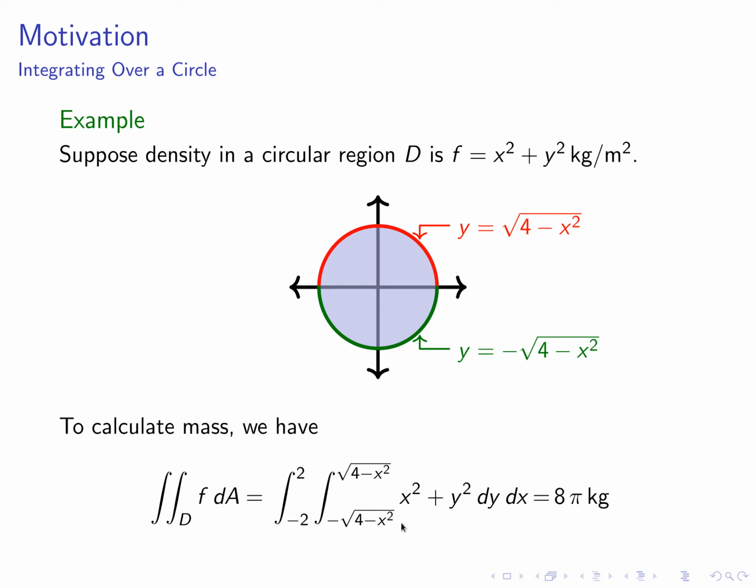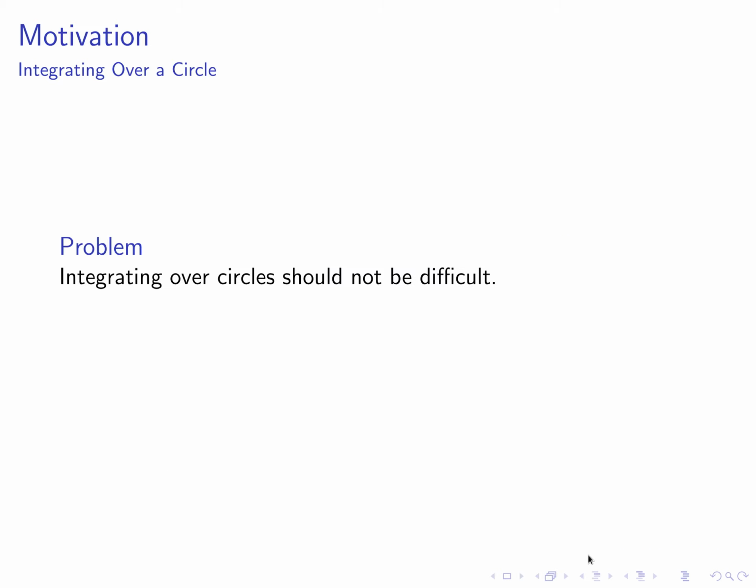But if we look at this for a moment, we realize that there is some effort that goes into this calculation. The bounds for y here are negative root and positive root something, and whenever we're working with roots in calculus, things get a little bit tricky. So I'm sweeping the calculation under the rug here. There's a lot of effort that actually goes into the calculation. So we get an answer of 8 pi kilograms, but that comes after a lot of work. So what's the problem here?